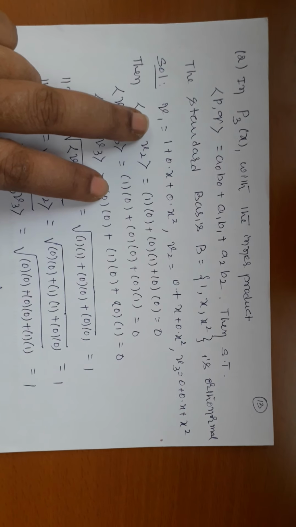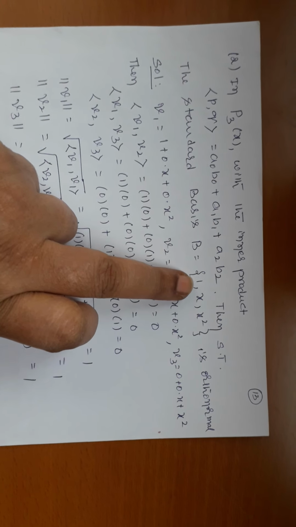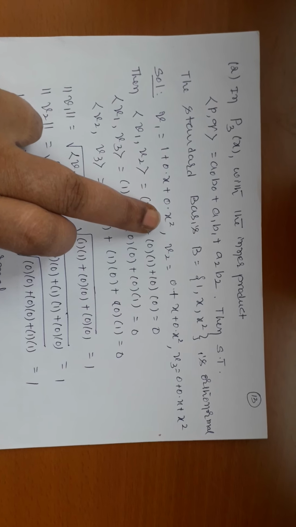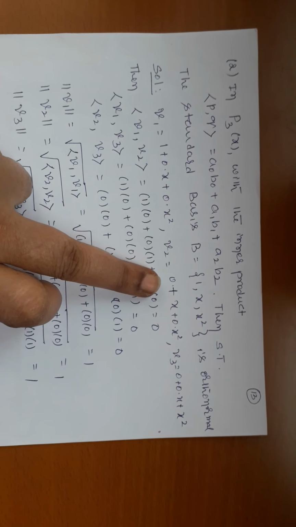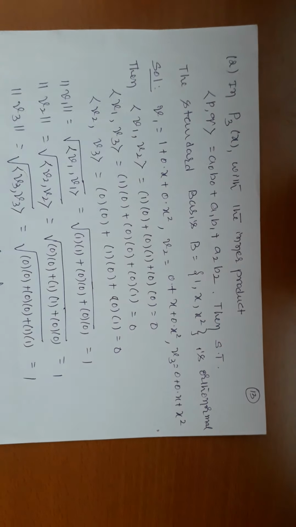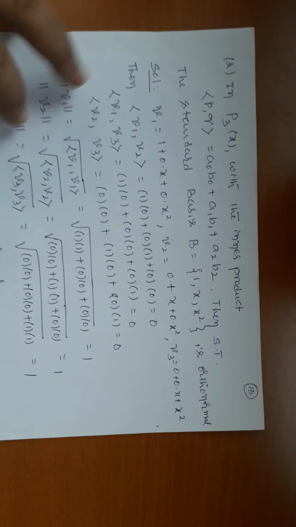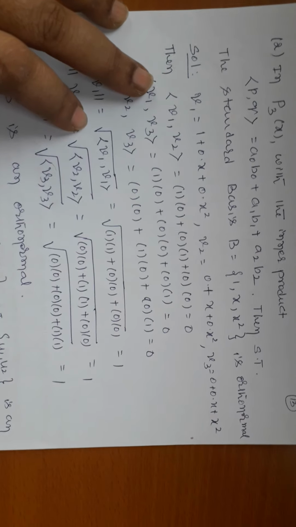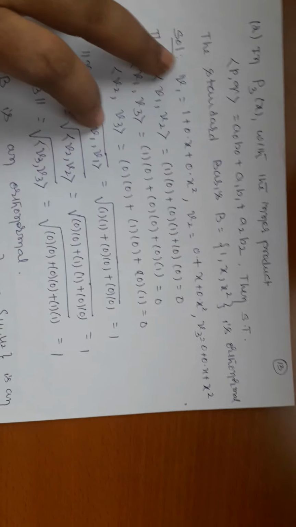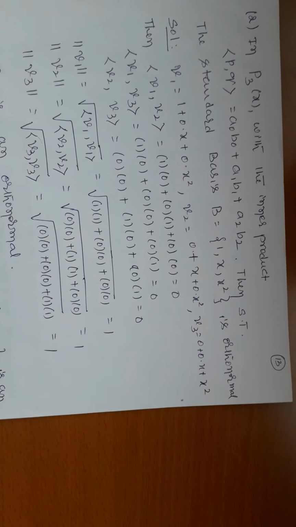It is enough to verify. I have to take v1, v2, v3. This is v1, this is v2, v3. v1 can be written as 1 plus 0 into x plus 0 into x square. v2 can be written as 0 plus 1 into x plus 0 into x square. Like that, v3 is nothing but 0 plus 0 into x plus 1 into x square. Find the inner product of v1, v2. For v1, v2 definitely we get 0. v1, v3 also 0. You know how to calculate the inner product.